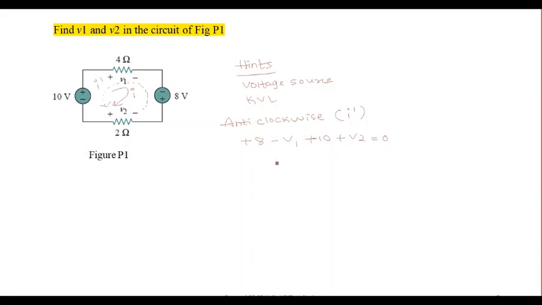Okay. The same thing if you write in a clockwise way by considering the current as I, we will see that the equations will remain the same. So what I will get is, I can start from this source, minus 10 plus V1 minus 8 and minus V2 equal to 0.